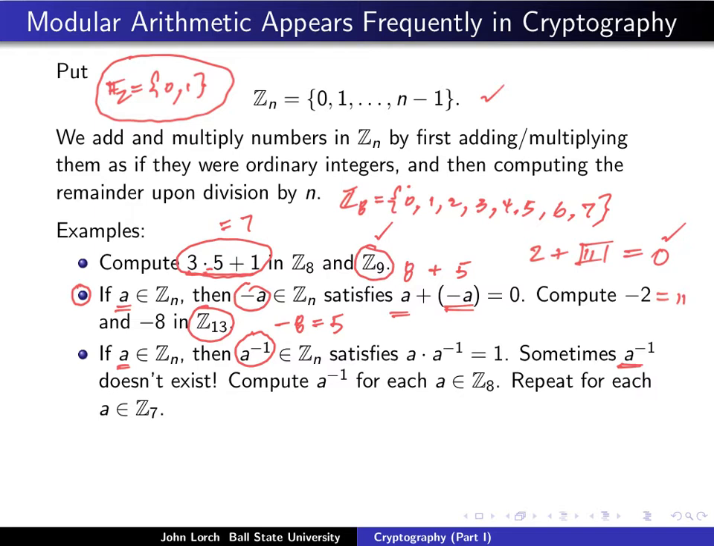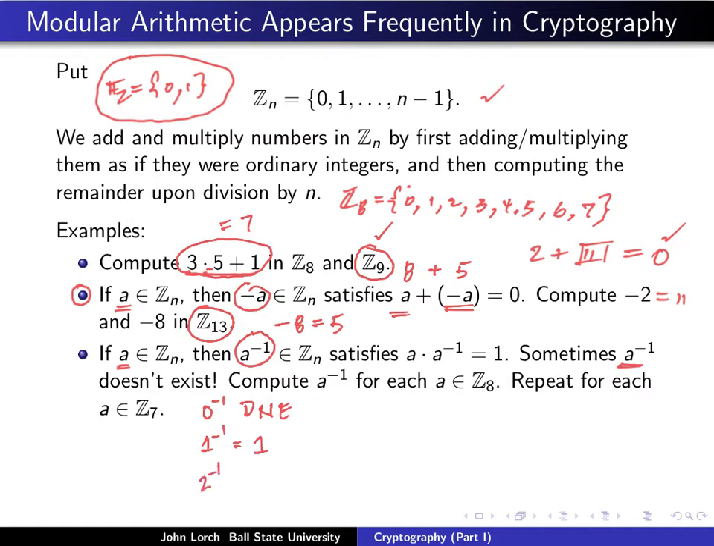So let's just start, all right? So 0 inverse, that would have to be something that when multiplied by 0 equals 1, and that doesn't exist. One inverse, well, if I take 1 times 1, I get 1, which is what we want. So 1 inverse is equal to 1.